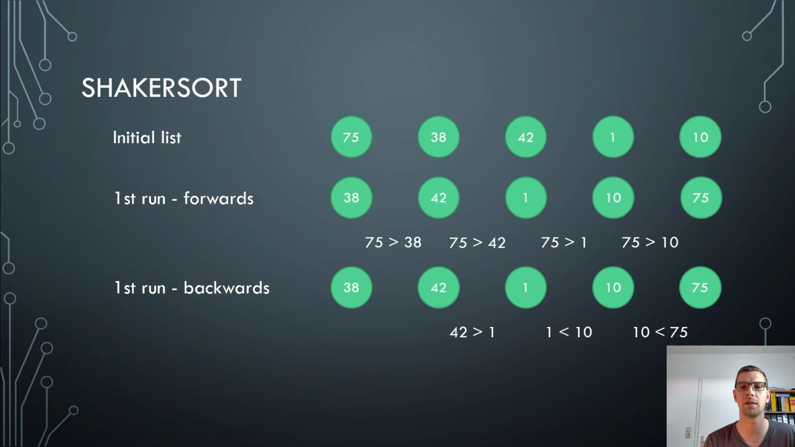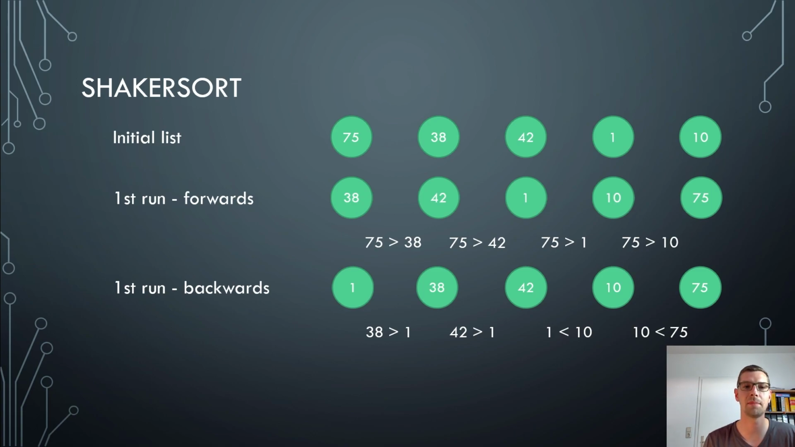Then we compare the 42 and the 1, the 42 is greater, so we have to swap the 1 and the 42. And then we compare the 38 and the 1, and we see the 38 is greater than the 1, so we have to swap again here.